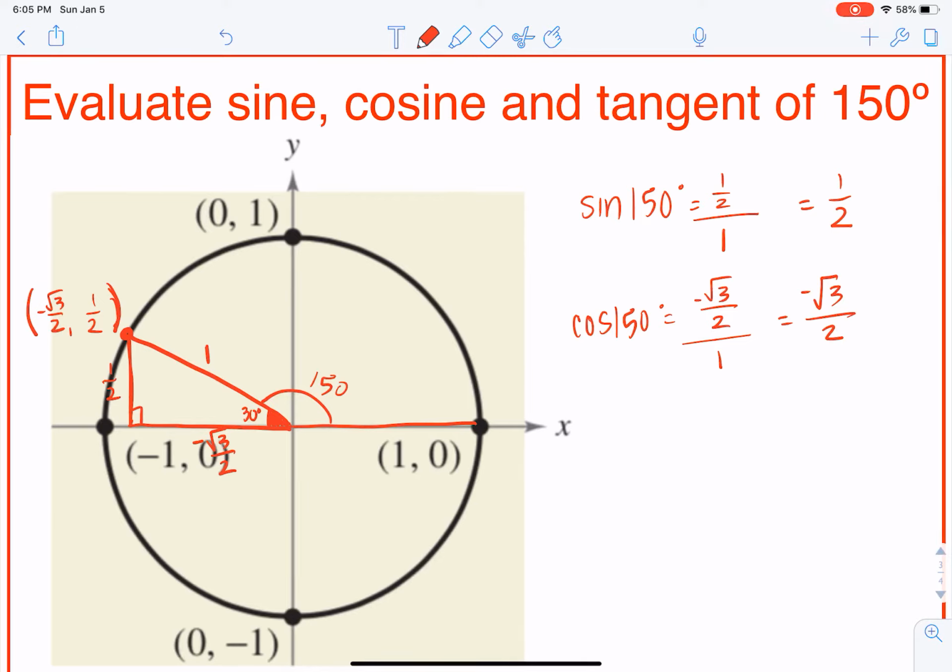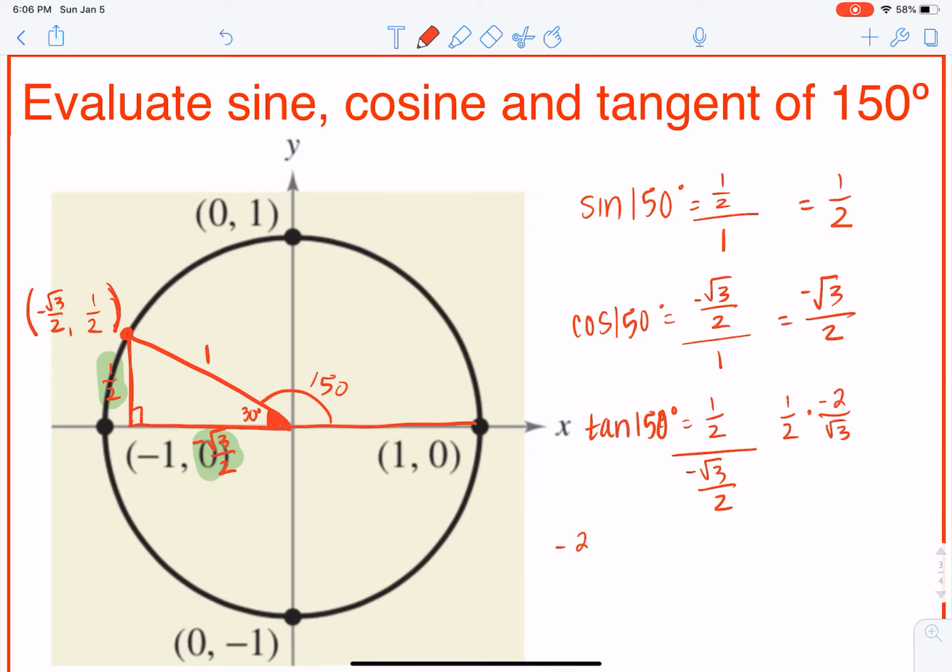And for tangent of 150 degrees, so SOHCAHTOA, I'm looking at the opposite over the adjacent. So I have 1/2 all over negative square root of 3 over 2. So let's go ahead and simplify this as 1/2 times negative 2 over the square root of 3. And we'll come down here to give myself a little bit more space.